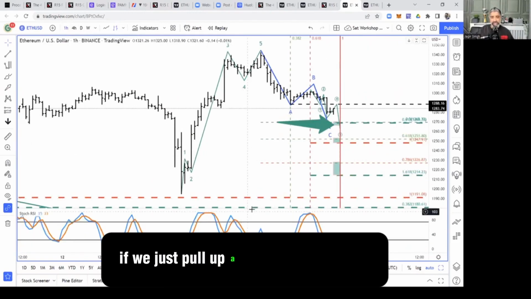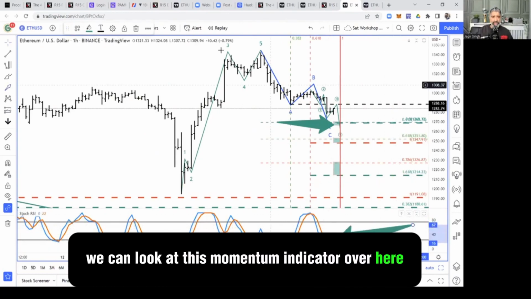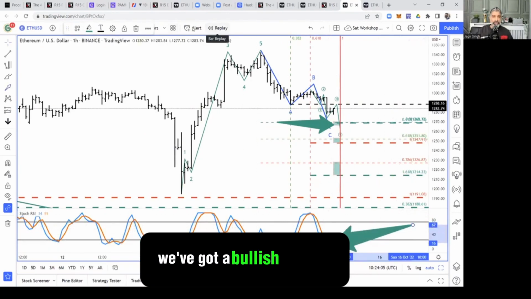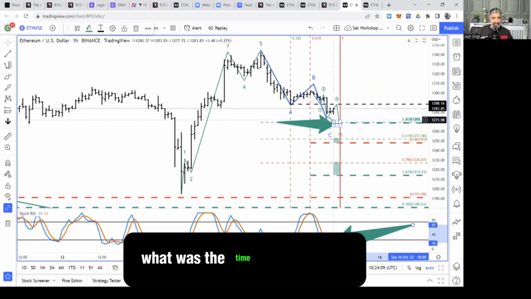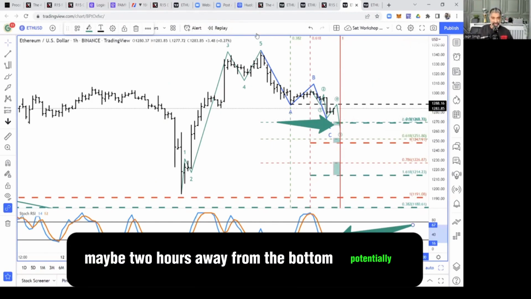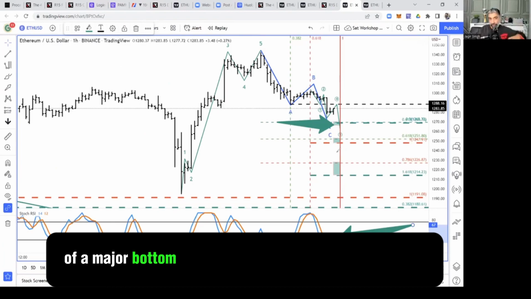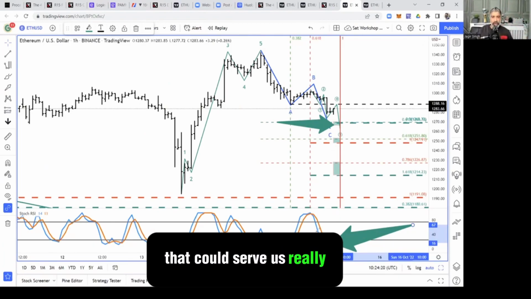If we just pull up a momentum indicator, we can look at this momentum indicator over here and go, okay, we've got a bullish reversal. We're probably going to get one. What's the time now? It's like 11:15 or so. Maybe 2 hours away from the bottom, potentially, of a major bottom that could go on for weeks and months. And if we get a nice tight entry, that could serve us really, really well.